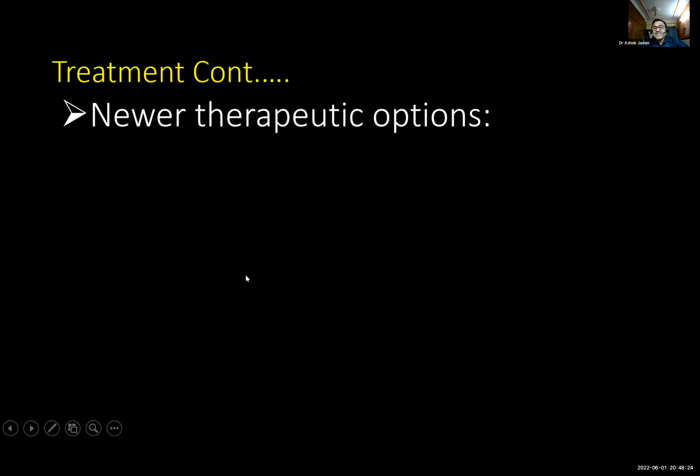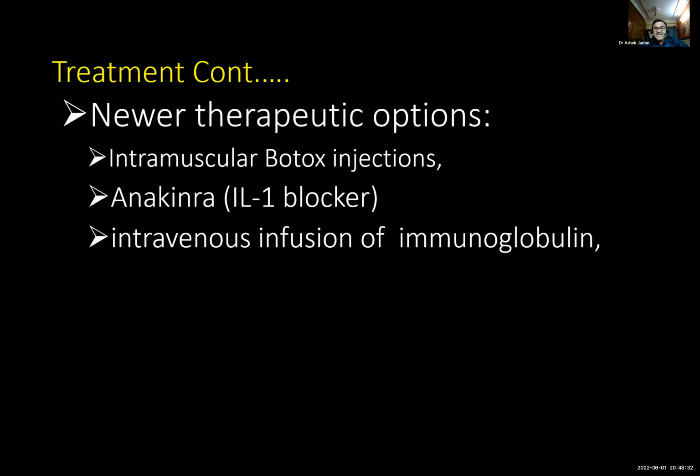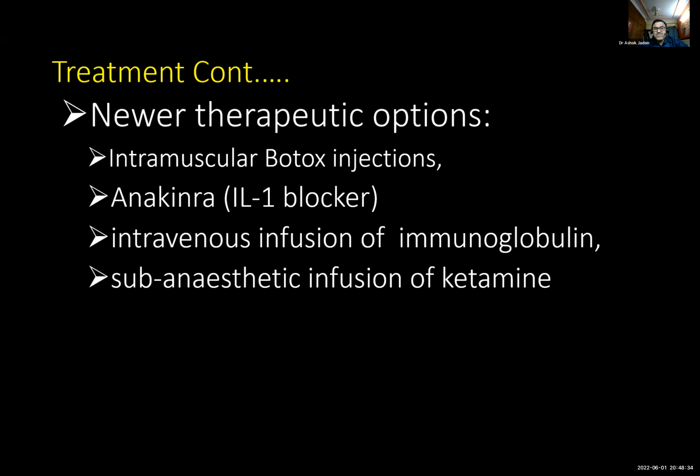What are the newer therapeutic options, like intramuscular Botox, Enakira, alpha blocker, intravenous infusion of immunoglobulins, or sub-anesthetic infusion of ketamine? Here, it is necessary to mention that I am escaping many treatments, because it would take a whole day to present only the treatment part of CRPS.